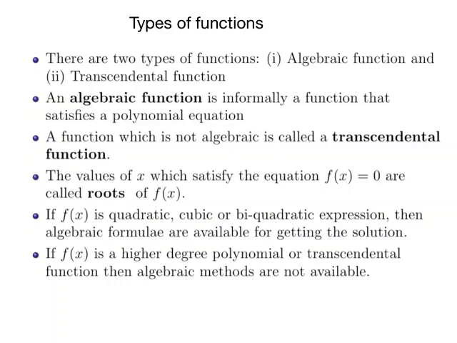Now, what do you mean by algebraic and transcendental equation or function? An algebraic equation is the one which consists of a polynomial equation like x cube, x square, and so on. An equation having other than the polynomial is called transcendental. For example, an equation involving exponential, that is e power x, or trigonometric function tan x or cos x and so on is called a transcendental equation.